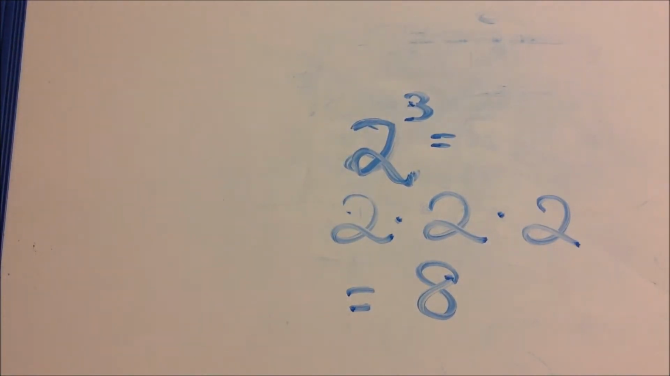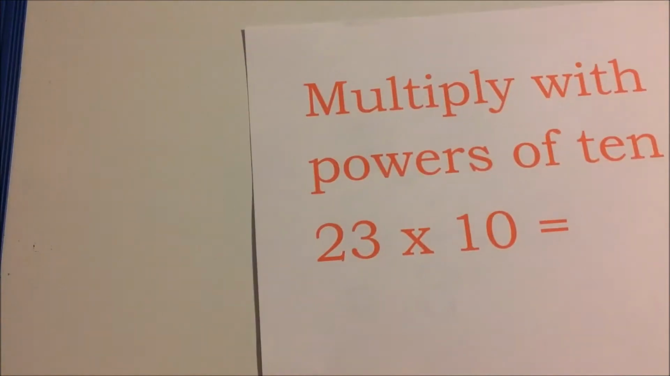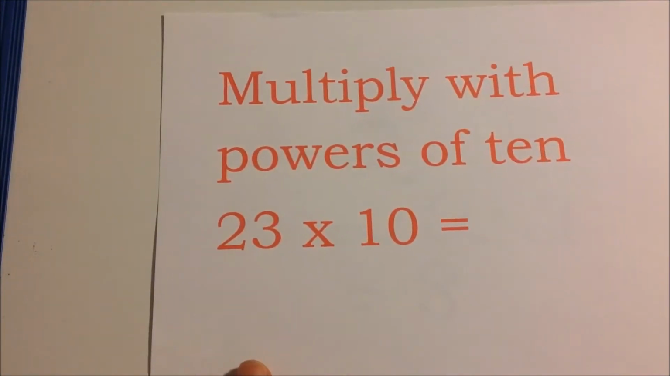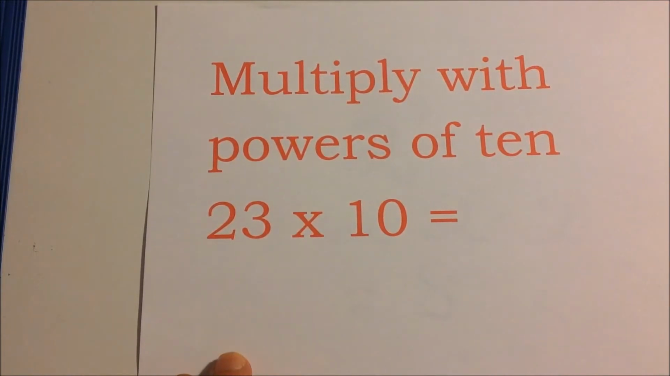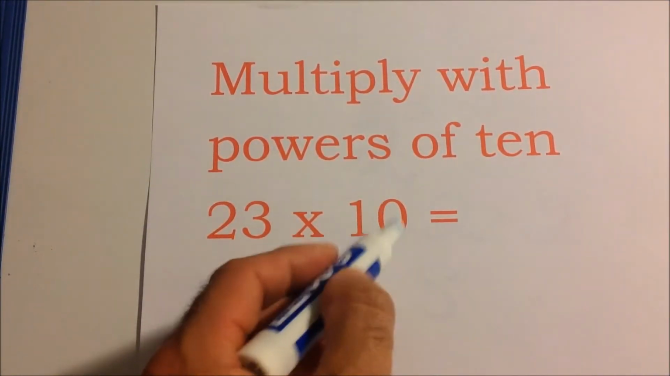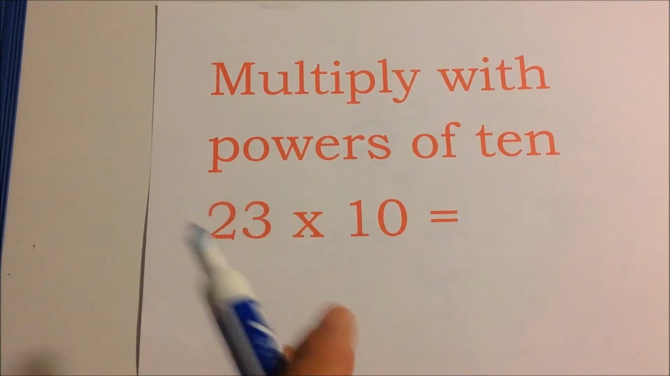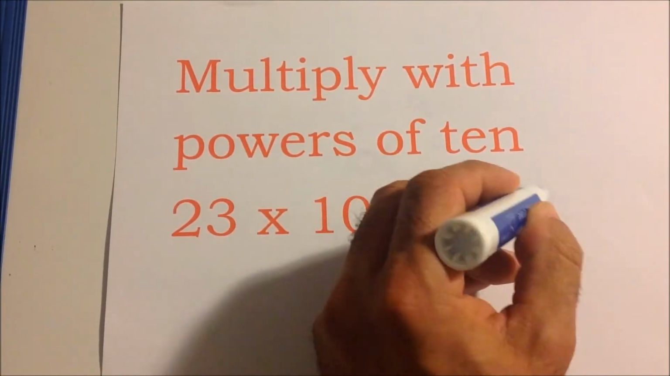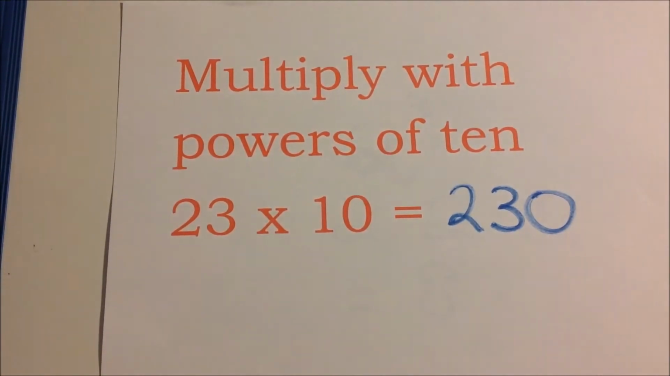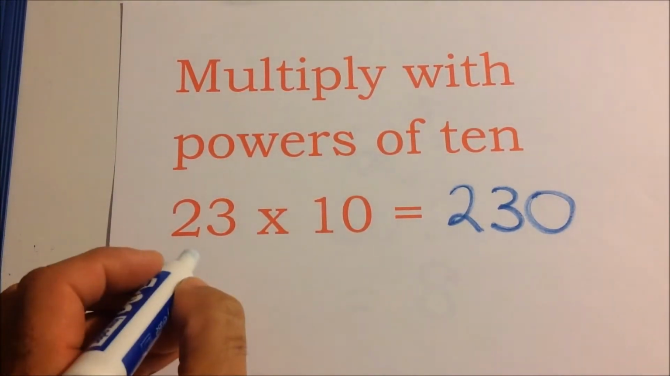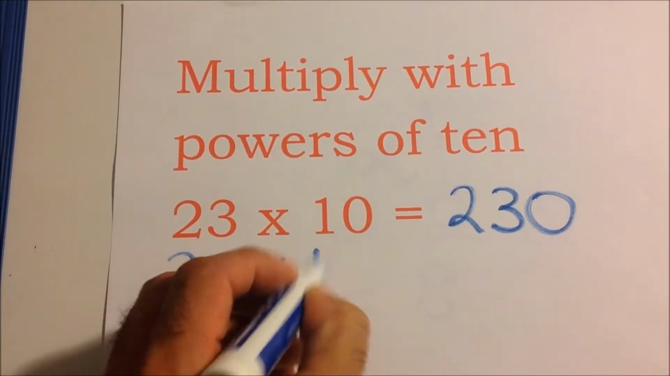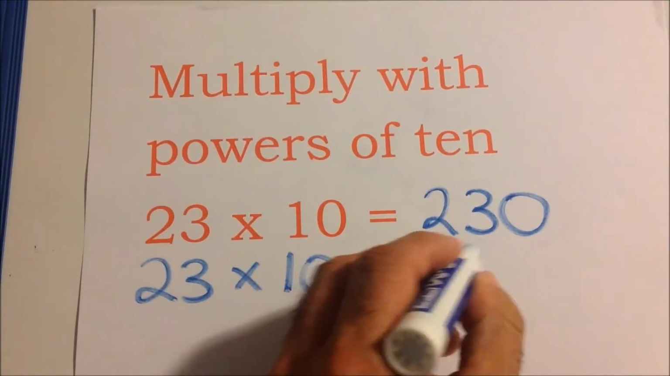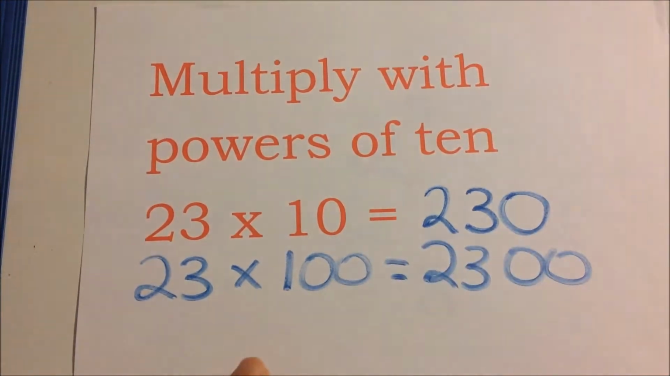Now, multiplying with powers of 10. So here's a question. We have 23 times 10. So all you have to do, again, the 10 tells you that you should have a 0 in it. So this would be 230. Okay, if it was 23 times 100, well, how many zeros should we have? 2. So it'll be 23 with 2 zeros.